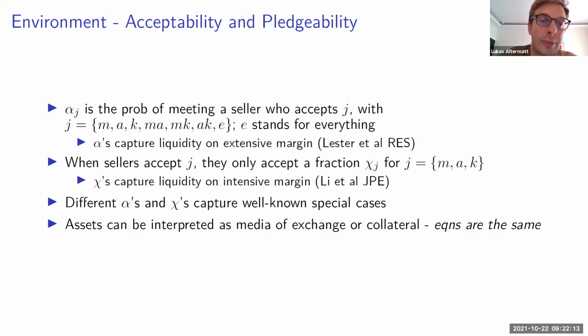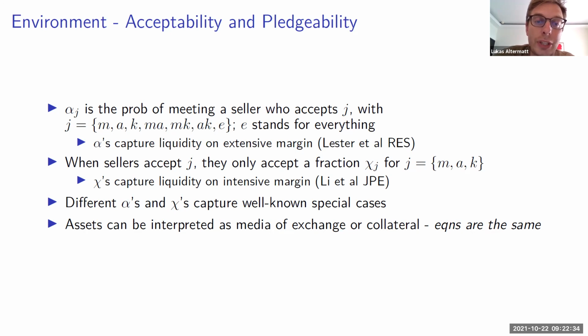So these alphas capture liquidity on the extensive margin. We also include an intensive margin. This is denoted with chi. So chi J, where J can only be M, A, or K. This denotes how much, so given a seller accepts asset J, how much of it they accept. They might only accept a fraction of that asset.